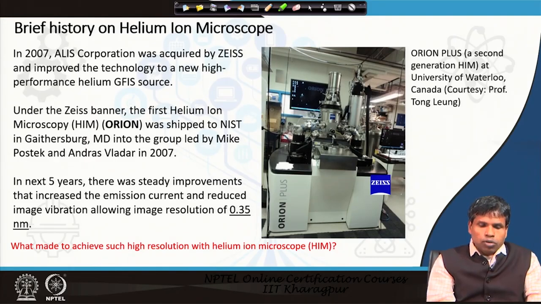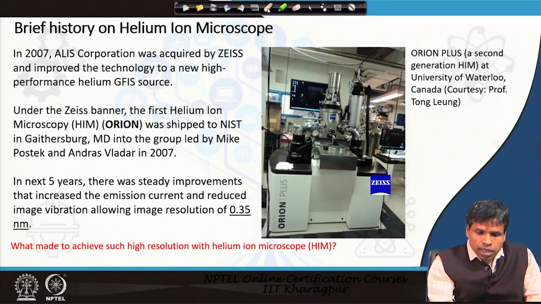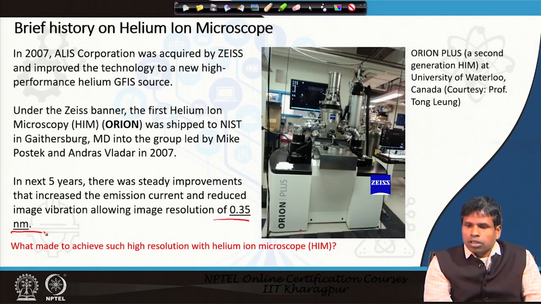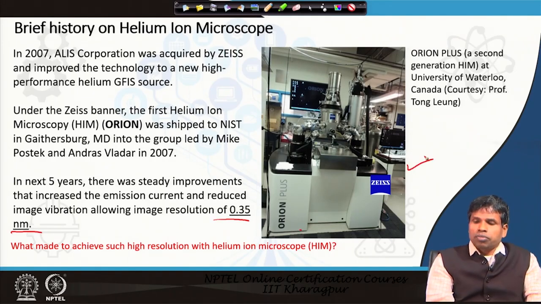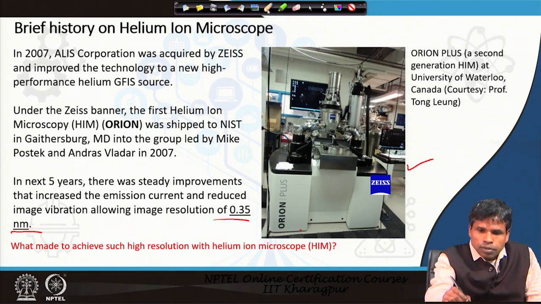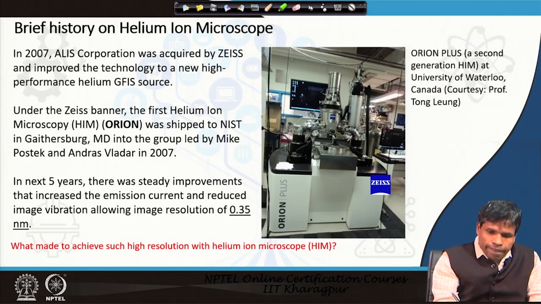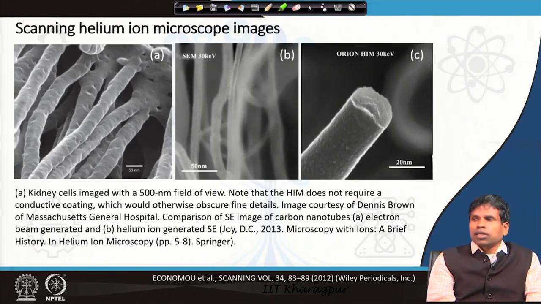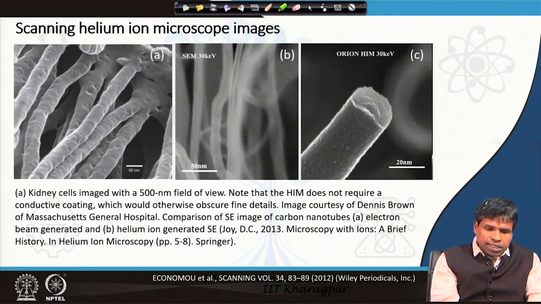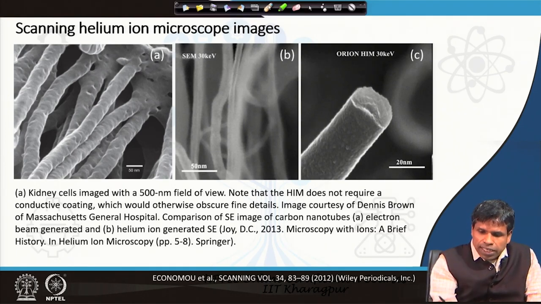In the next 5 years, there were steady improvements on the helium ion microscope, which allowed it to produce images with a resolution of 0.35 nanometer. This is the second generation helium ion microscope, Orion Plus. This is what you see, scanning helium ion microscope images. The left side is a kidney cell imaged with a 5 nanometer field of view. One of the important points here is that the helium ion microscope does not require a conductive coating, which would otherwise obscure the finer details.